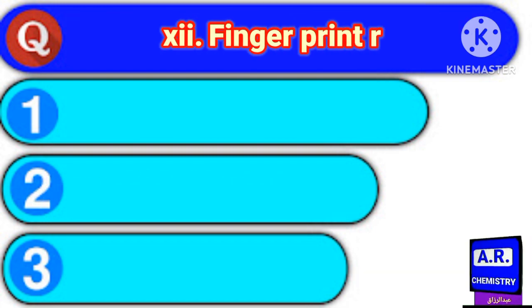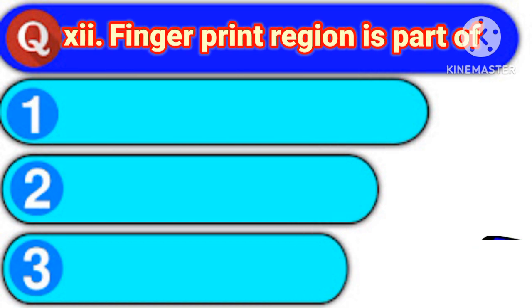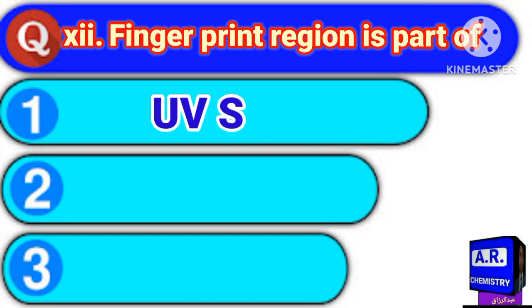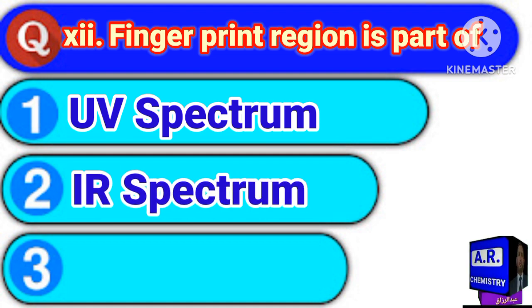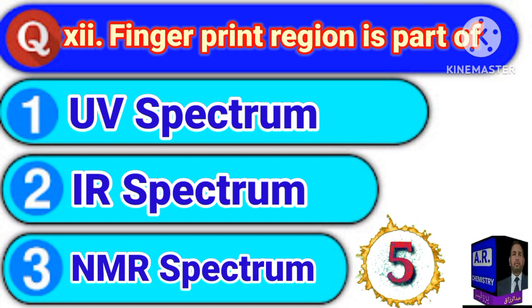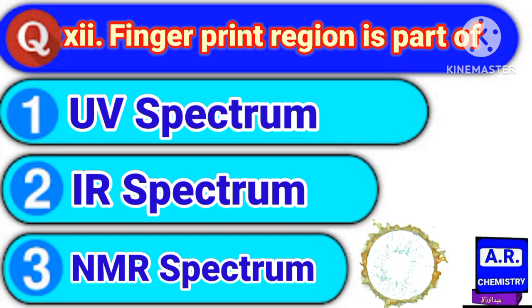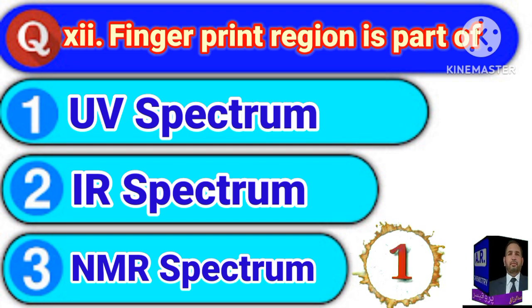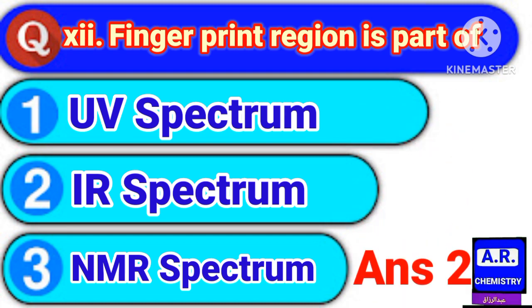Question number 12. Fingerprint region is part of number 1 UV spectrum, number 2 IR spectrum, that is infrared spectrum, and number 3 NMR spectrum, that is nuclear magnetic resonance spectrum. Please choose the correct one, and the correct option is IR spectrum, option number 2.